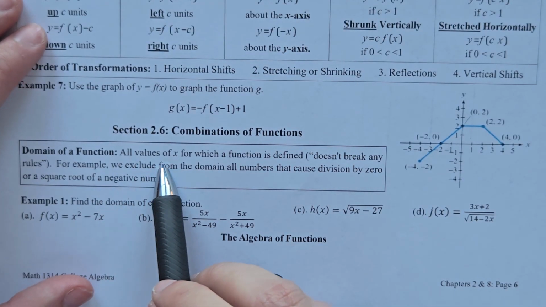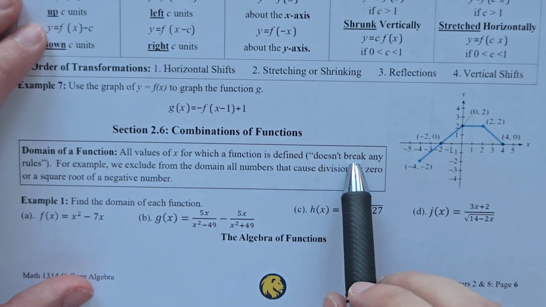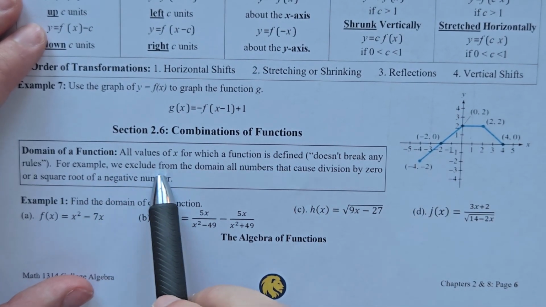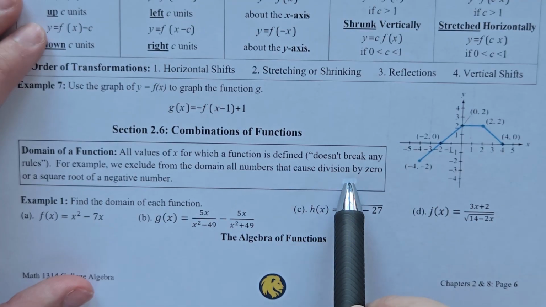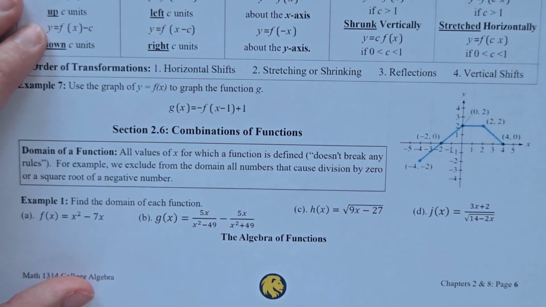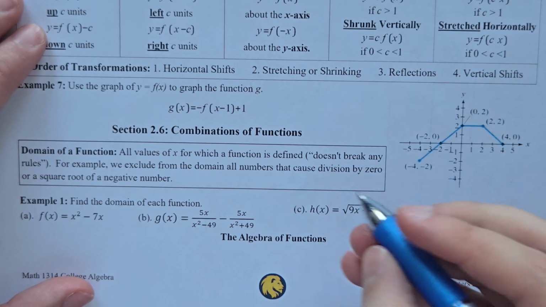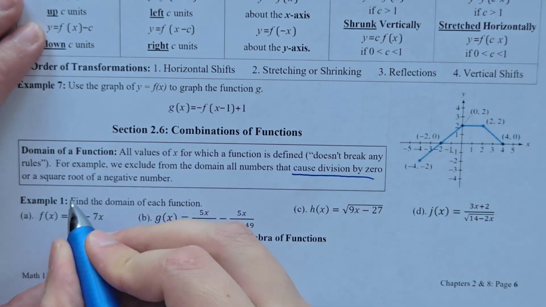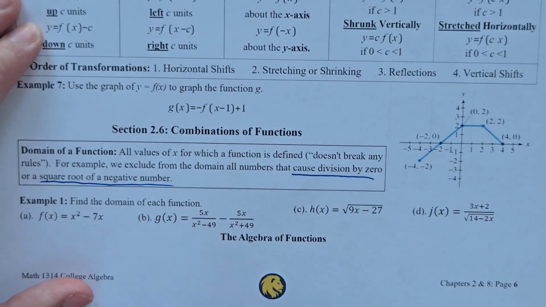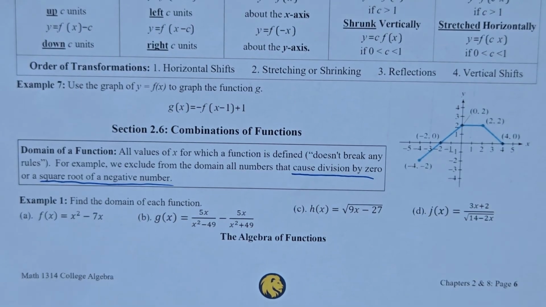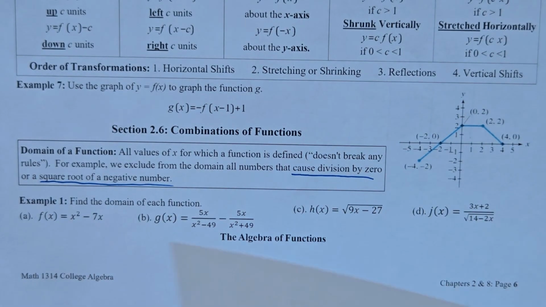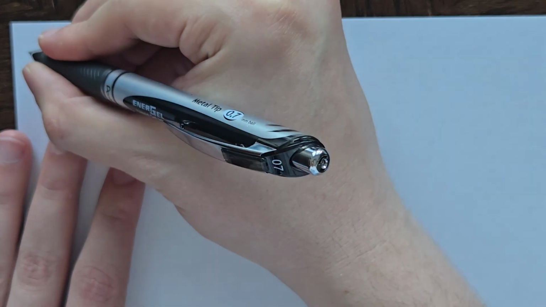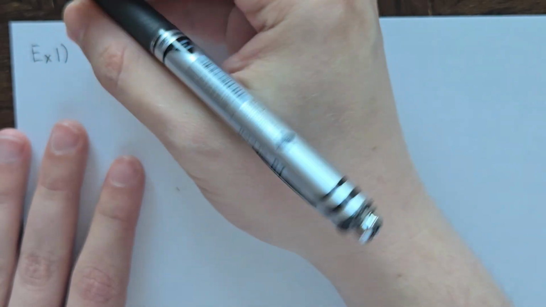Domain of a function: all values of x for which a function is defined, doesn't break any rules. For example, we exclude from the domain all numbers that cause division by 0 or a square root of a negative number. And these are really going to be the two instances that we have to check for in each of these problems: a division by 0 or a square root of a negative number. If we don't have either of those issues, then we're going to be fine and we're going to say that all real numbers are going to work for the domain. But we have to check these issues in each of the problems that we're being presented. So let's look at some examples of seeing if we can identify any domain issues.